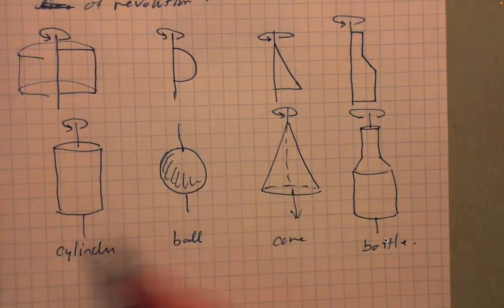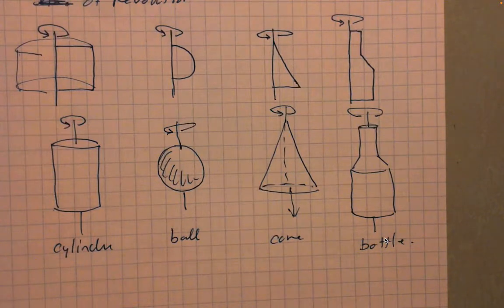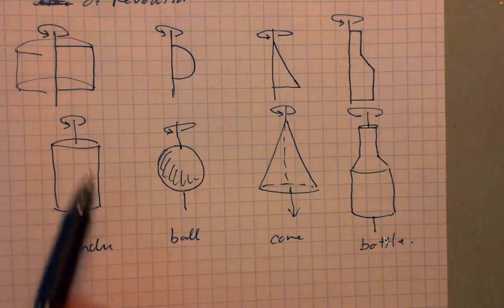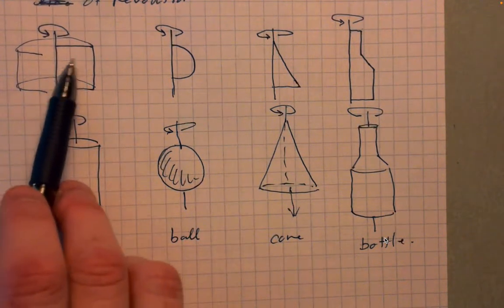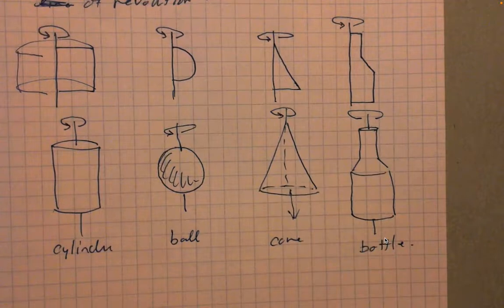But I think when you see these, it helps to solidify in your mind exactly what a solid of revolution is. It's something that can be built from a shape in the plane rotated around a particular line, right? So you get things like cylinders, balls, cones, bottles, etc.